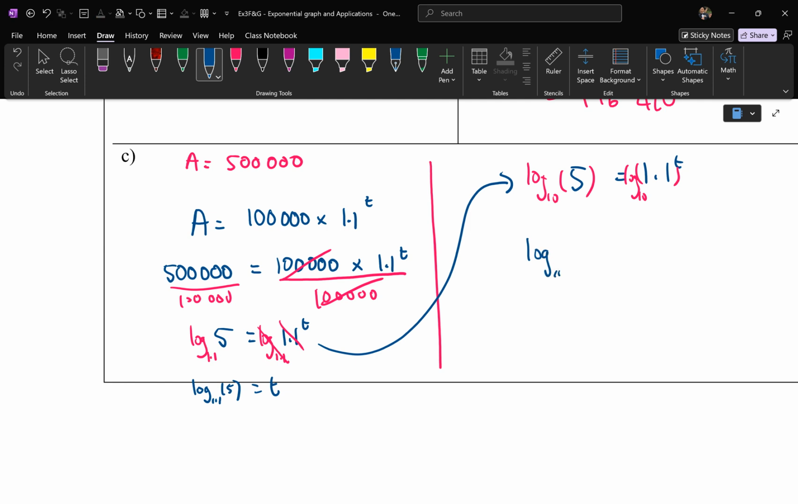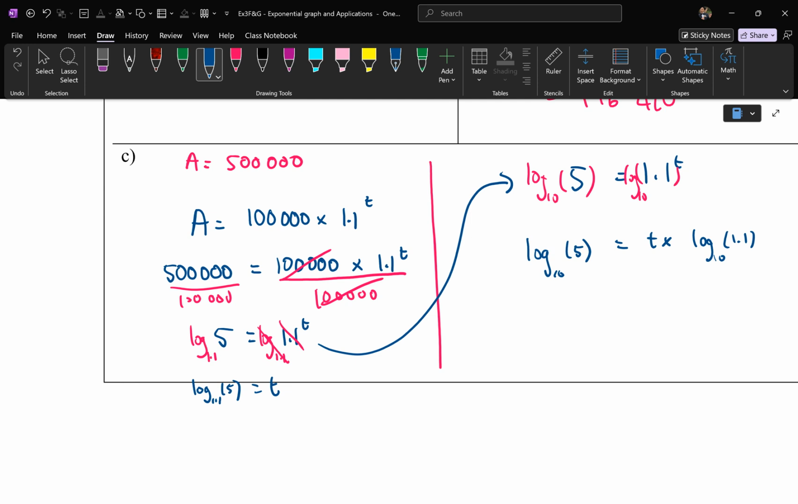You have log 10 of 5 on the left, t times log 10 of 1.1. And now we can find t, because we don't need the times log 10 of 1.1, whatever that is, right? So what do you do now? Can you only bring the power down when there's a log? Yes, because that's log rule number 3. That's the only time you can do that. What do you do now?